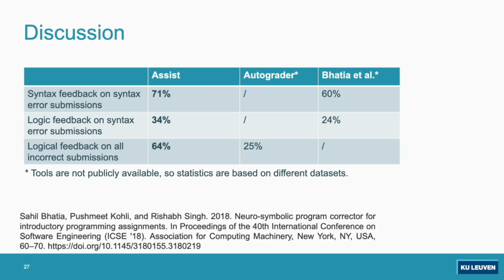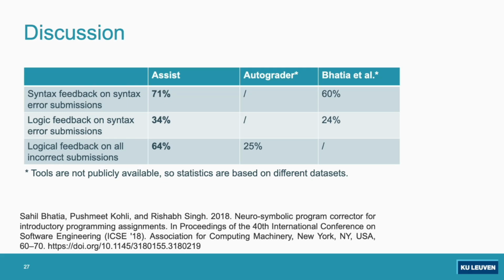Our tool Assist is able to provide feedback on at least as many or more submissions compared to existing tools that can provide actionable feedback on how to fix a program. Autograder is the tool of Singh et al., on which our approach is based. This tool is not able to give feedback on syntax errors, so it performs badly when giving feedback on a dataset of all types of incorrect submissions.